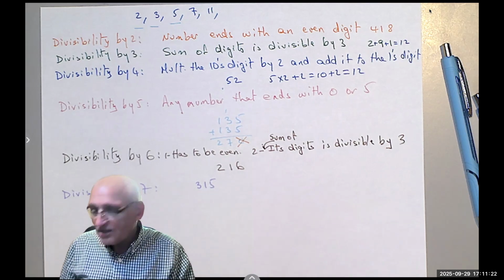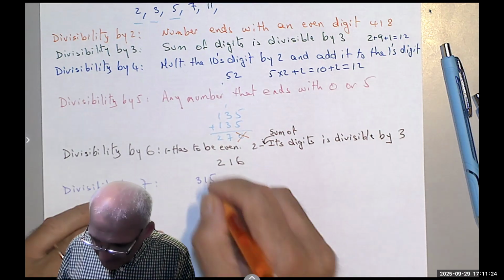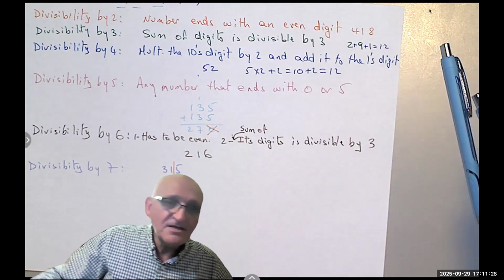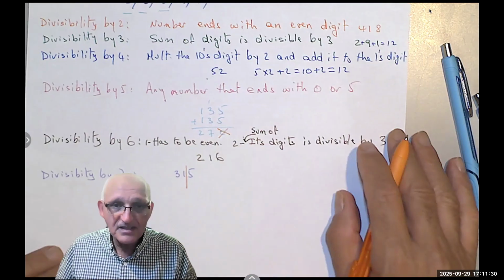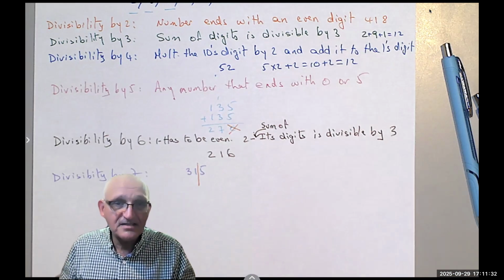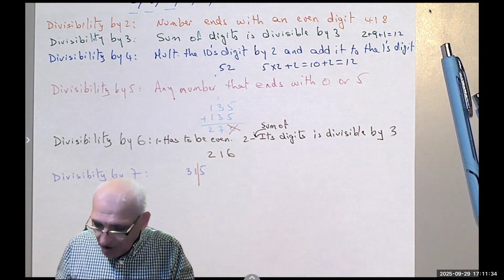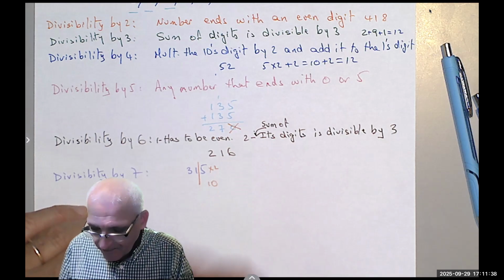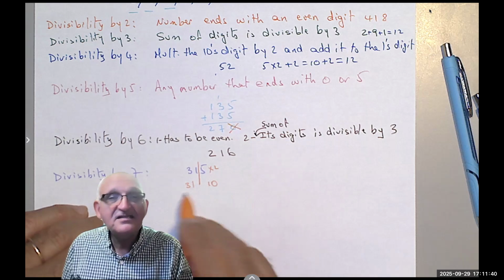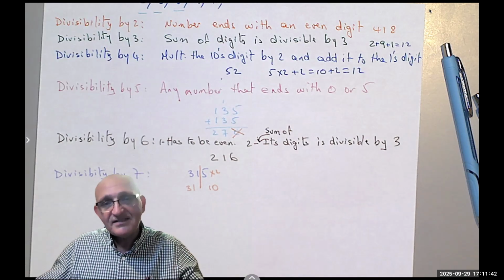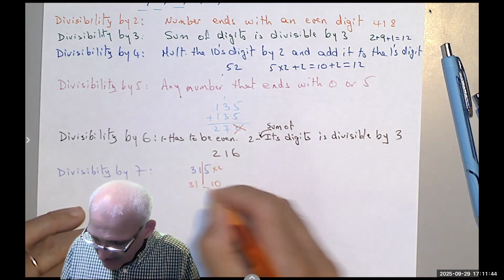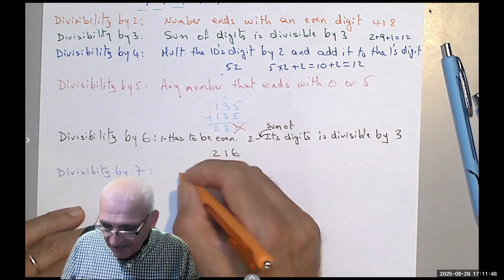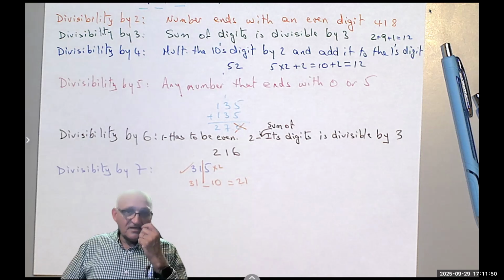So for example, let's say I have 315. The first thing I do, I split it like that: only the ones digit by itself and the rest of the number by itself. You double that, so you get 10. And then you look at the difference between 31 and 10. 31 minus 10 is 21. And since 21 is divisible by 7, then 315 is divisible by 7.